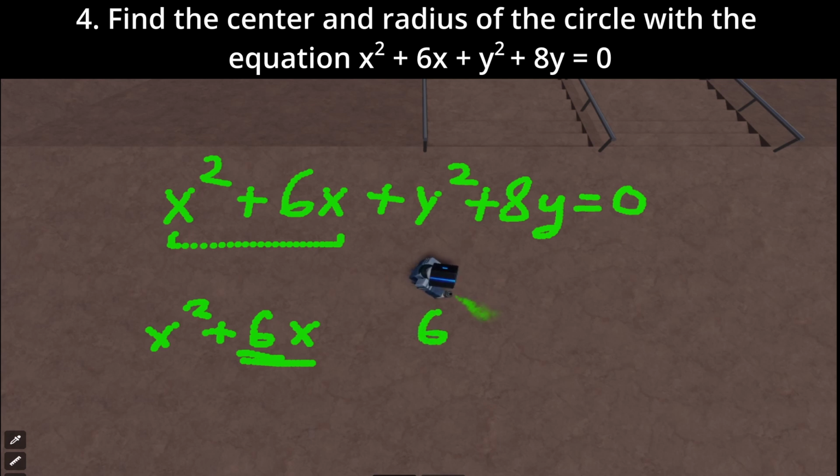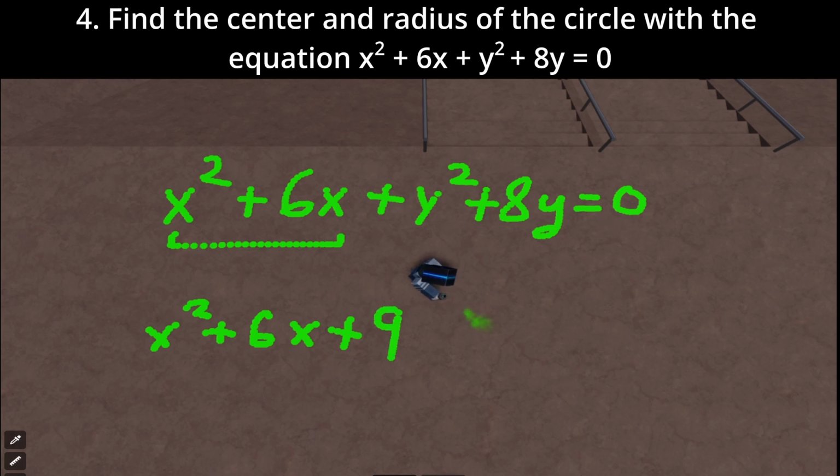So first, 6 divided by 2 is equal to 3. Then, with that number you get, you have to square it afterwards. So 3 squared is equal to 9. And this is a number you can add to turn it into something that's factorable. So by completing the square, I know that we need to add 9.